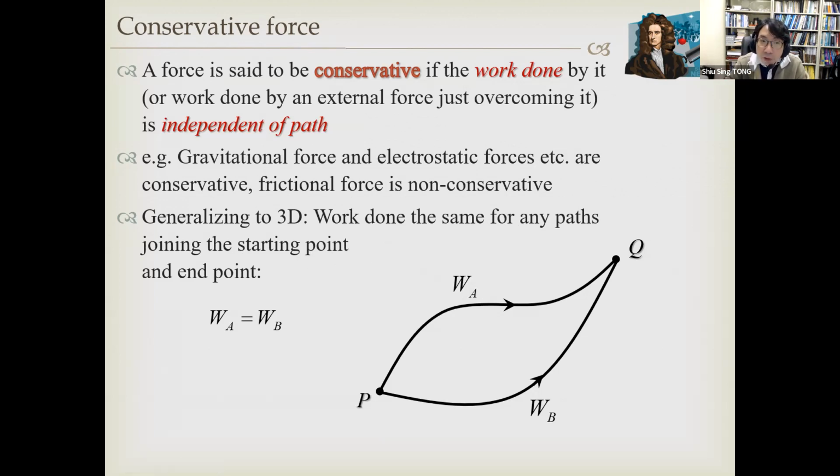The definition of conservative force in three dimensions is like this. If the external force, just overcoming the force, moves the body from point P to point Q along two different paths, the work done I get is WA and WB. If these two paths are arbitrarily chosen, and it happens that WA is always equal to WB, then I say the force is conservative. Okay.